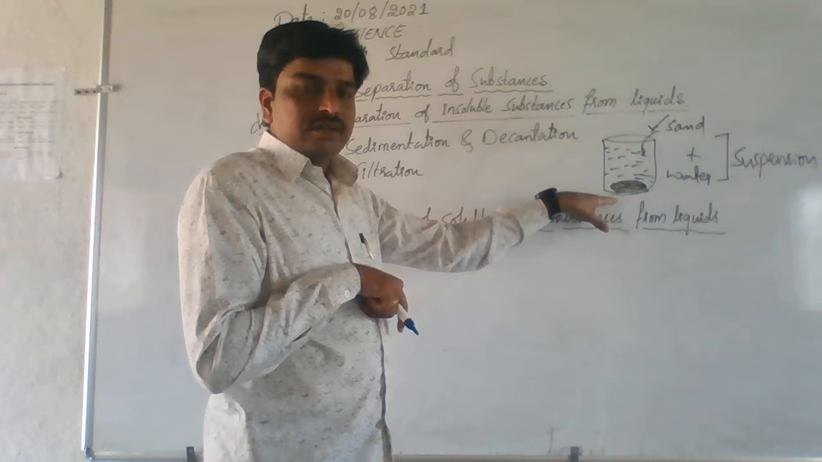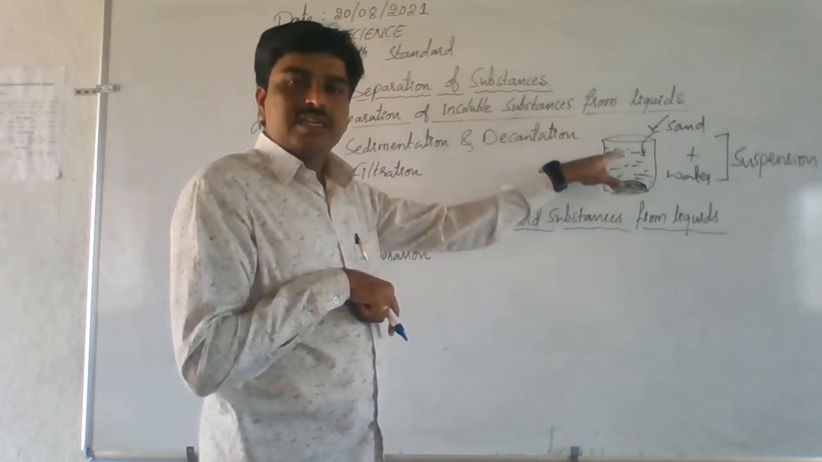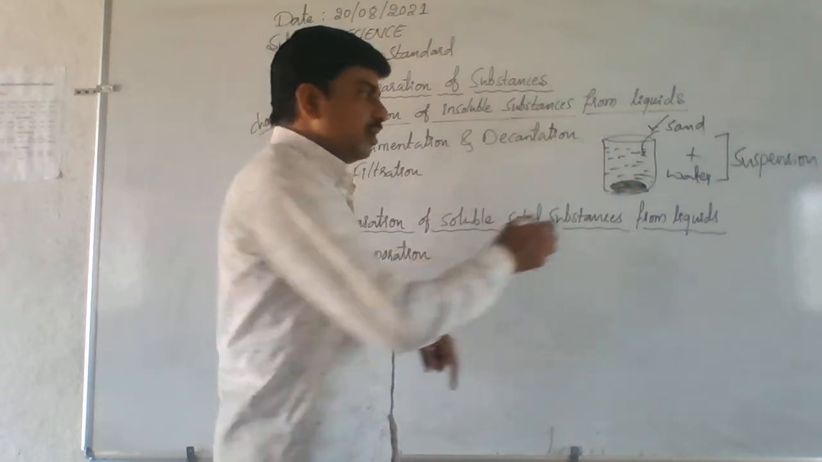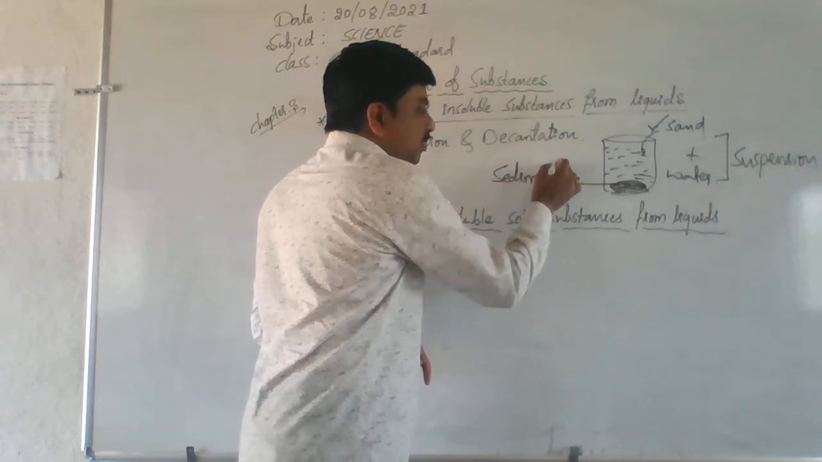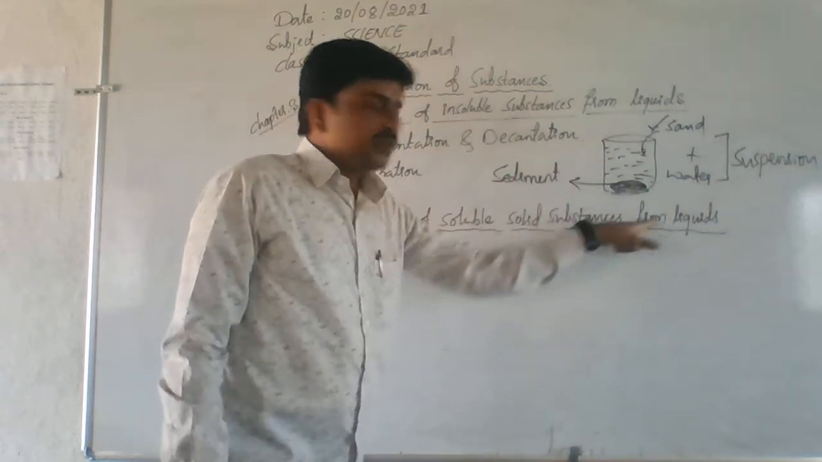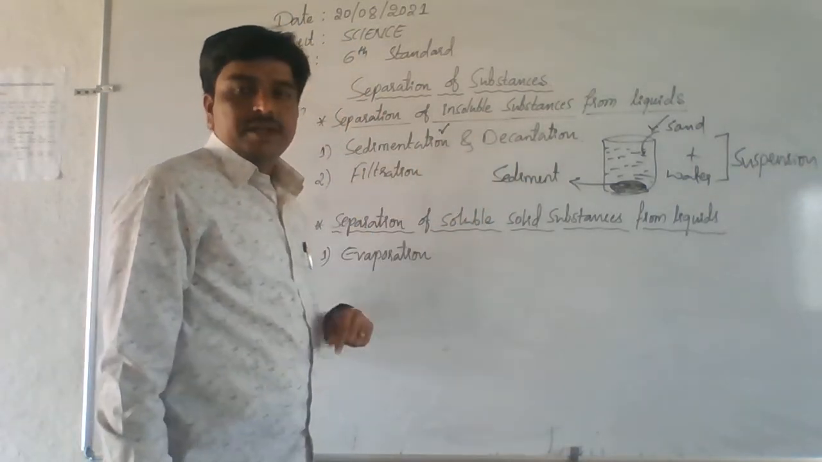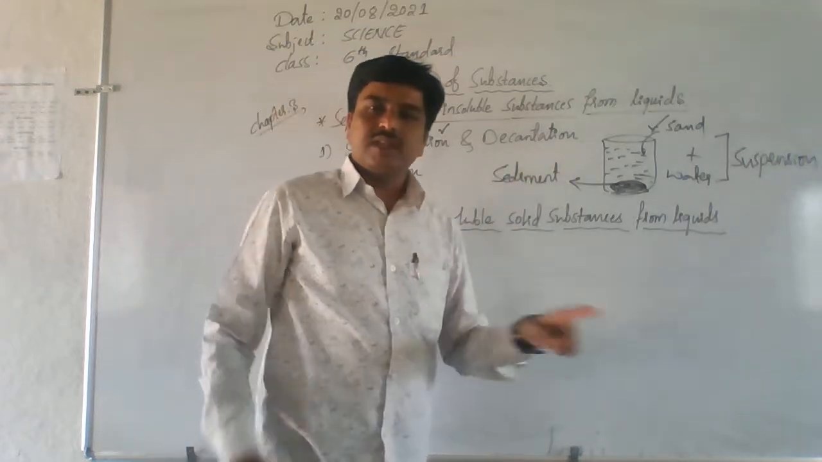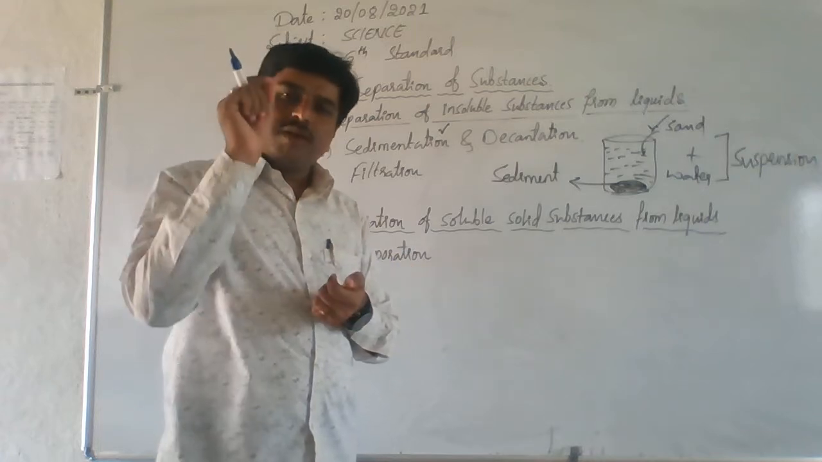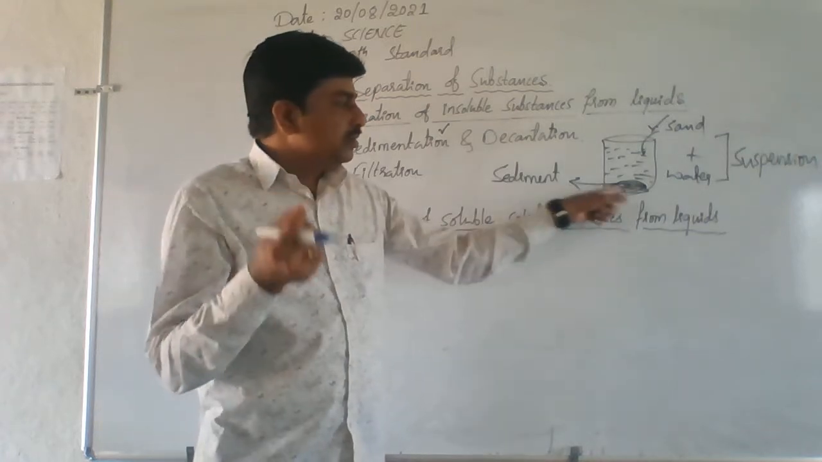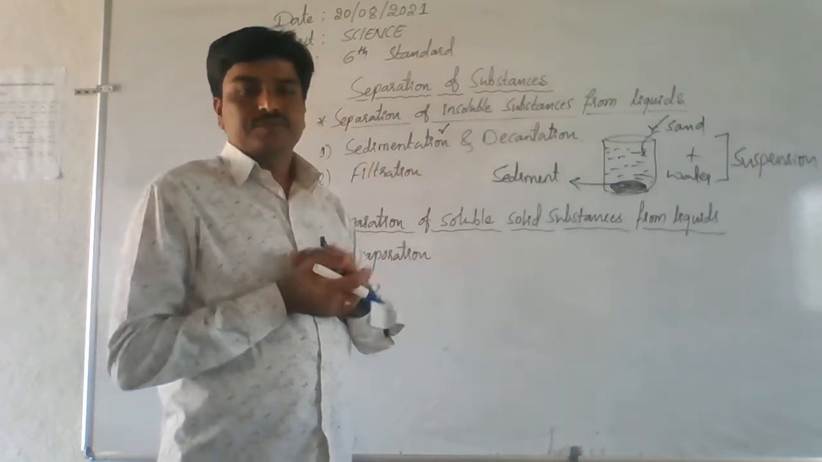So what we see in the vessel is that all the sand particles are settled at the bottom of the beaker. This is called sediment, and this process is called sedimentation. Keep the beaker or vessel undisturbed for some time, up to 20 minutes, and all the sand particles come down and settle at the bottom. That we call a sediment, and this process is called sedimentation.